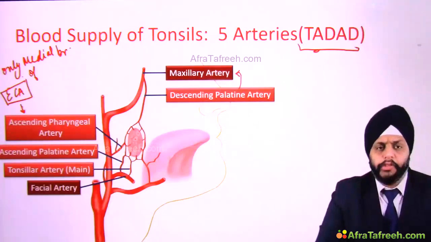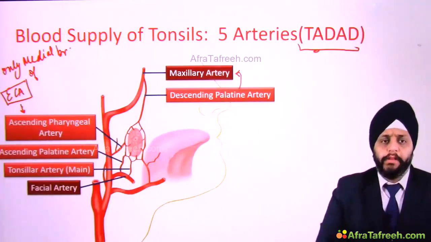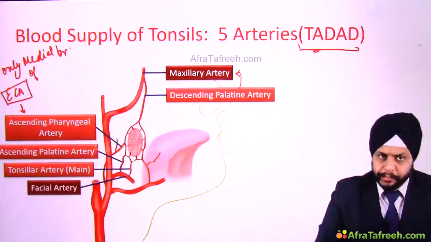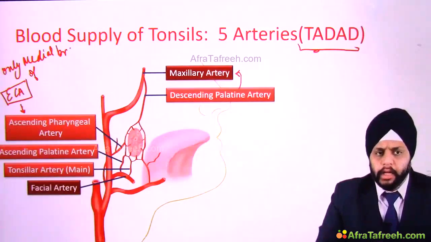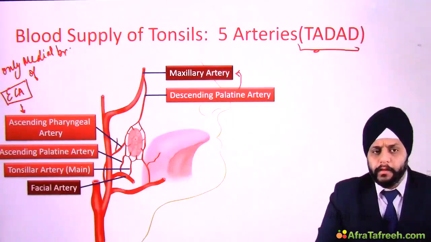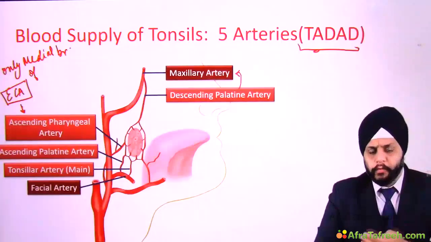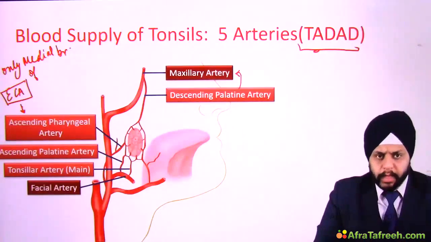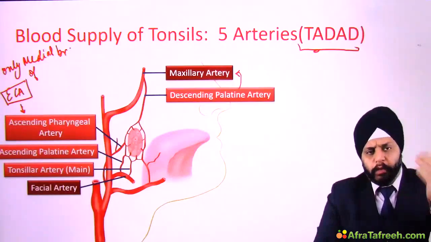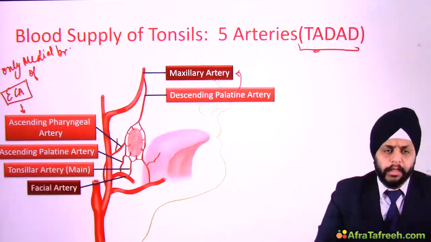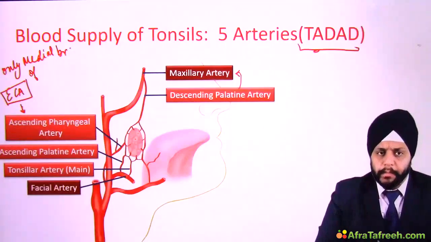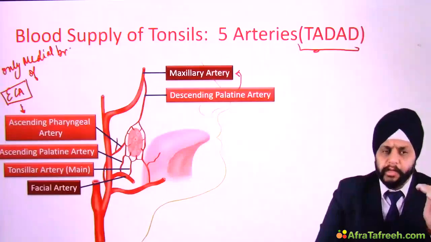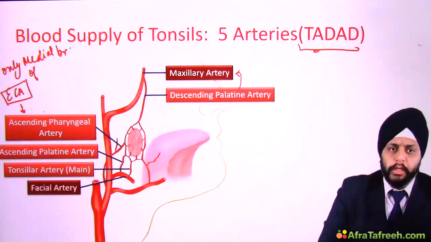Remember, this question has been asked many times in the exam: which is the first branch of ECA. Now, Gray's Anatomy and BD Chaurasia do not tell you which is the first branch. They just enumerate 1, 2, 3, 4, 5, 6, and at number 1, they place the superior thyroid artery. So that is the answer most students mark. But remember that this branch, the ascending pharyngeal artery, is also the first branch of ECA.